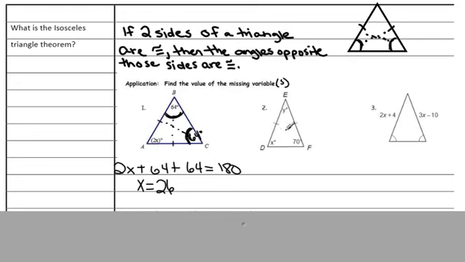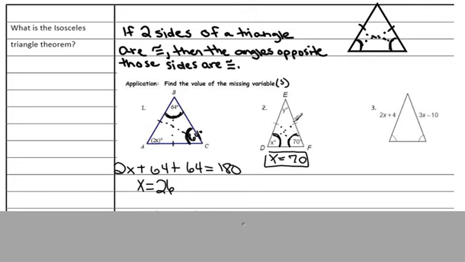Alright, number 2, same exact concept. You have two congruent sides, therefore you're going to have two congruent angles, and your congruent angles are going to be the angles across from the congruent sides. So x is really easy. X is just going to be the same as angle F. So x is going to be congruent to angle F, which is 70.